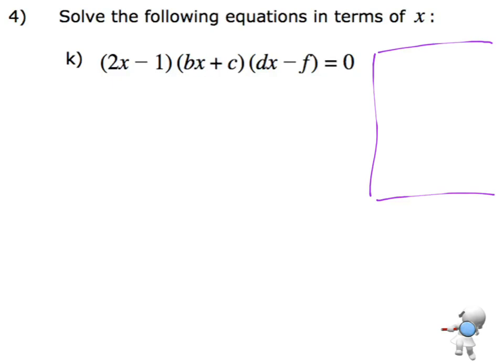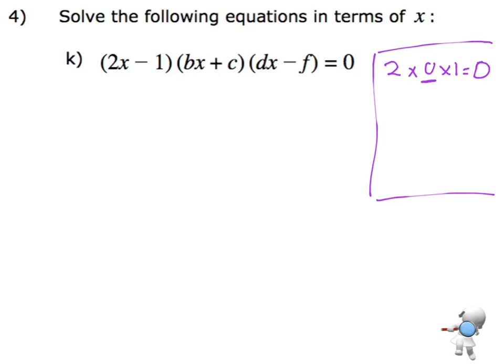We know if I take any 3 numbers, 2 times 0 times 1, if I take any 3 numbers and multiply them together, that's always going to give me an answer of 0 as long as one of the numbers in there is equal to 0. So I've just extended what we're doing with 2 sets of brackets to 3 sets of brackets. So we want to use that same knowledge and understanding.